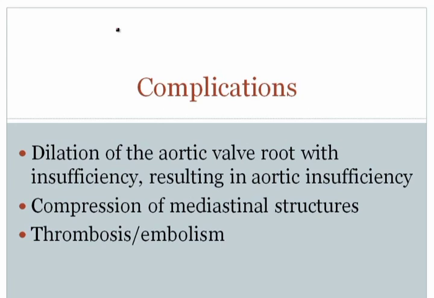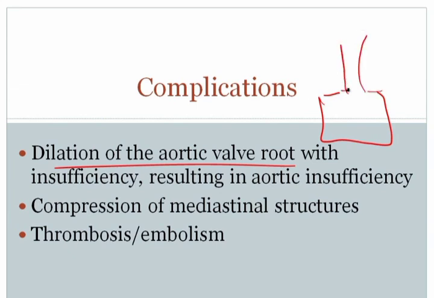Well, the most important, perhaps the highest yield, is that you can get dilatation of the aortic valve root. Here's the idea. If this is the heart and you've got this aorta coming off of it, if you get a balloon-like dilatation of the thoracic aorta, that's going to pull on this root of the aortic valve. And as it pulls on the root of the aortic valve, that's going to result in aortic insufficiency. And that's the highest yield complication of a thoracic aneurysm.